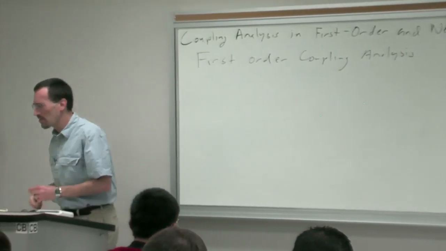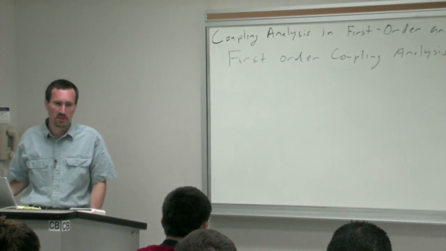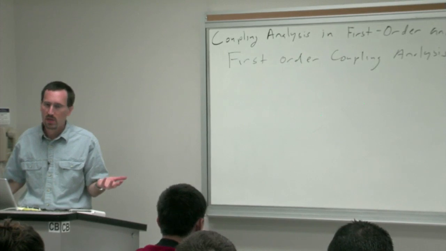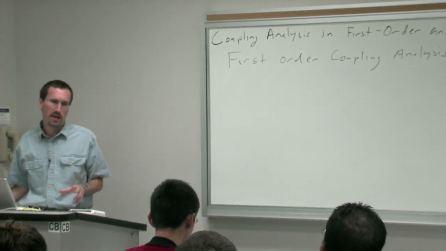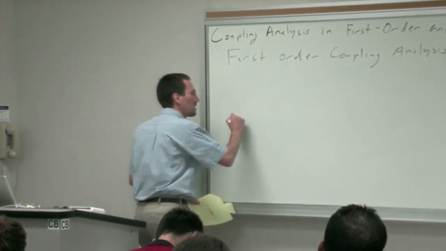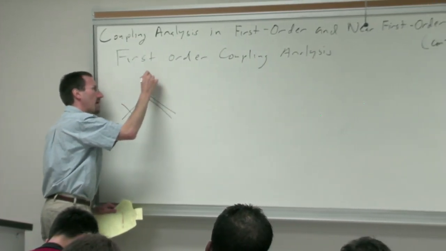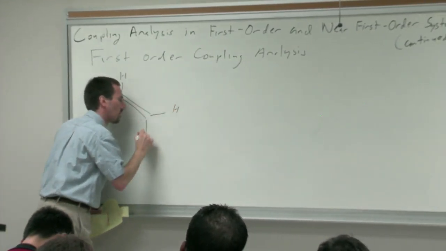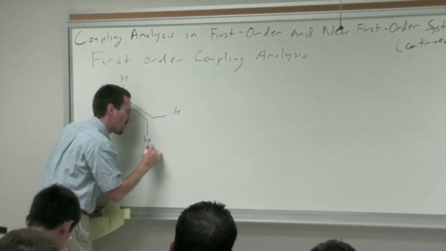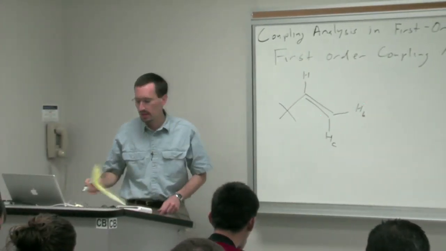Remember last time we were talking about typical coupling constants, and I said most of your vicinal couplings, most of your three bond couplings are about 7 hertz, but there are some that fall outside that range. One of the categories is alkenes. So let's take a moment to think about tert-butyl, technically 3,3-dimethyl-1-butene. We'll talk about tert-butyl ethylene here.